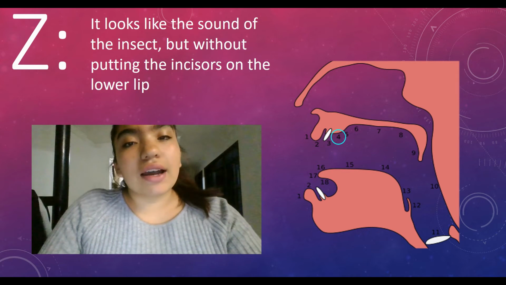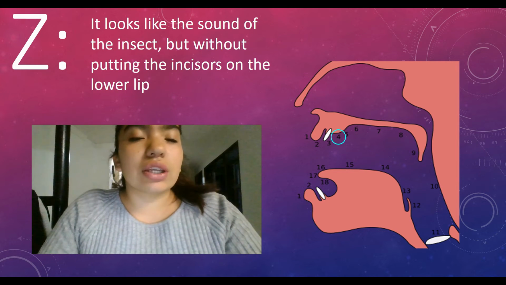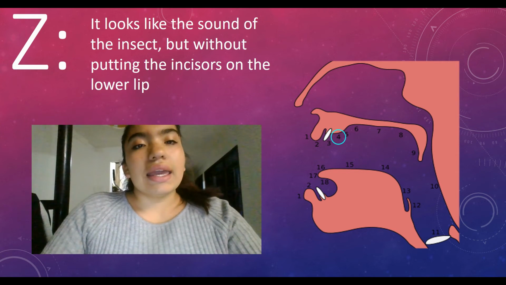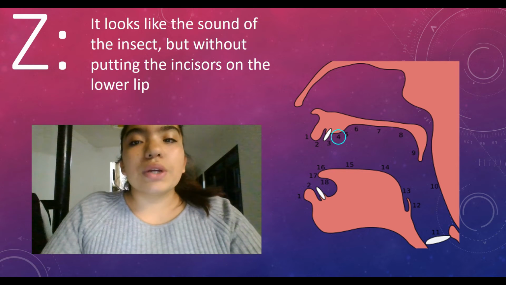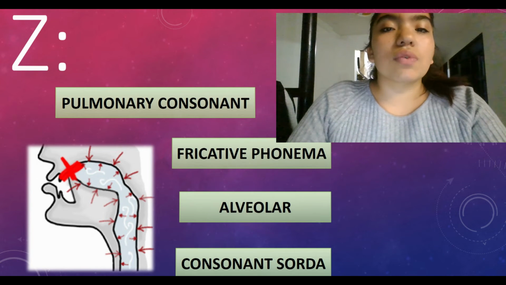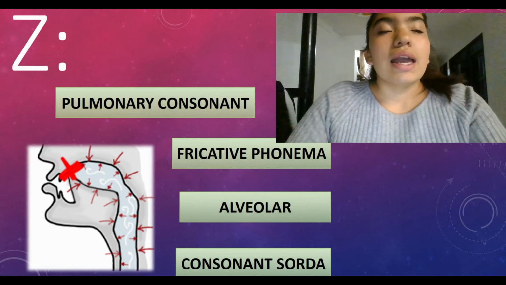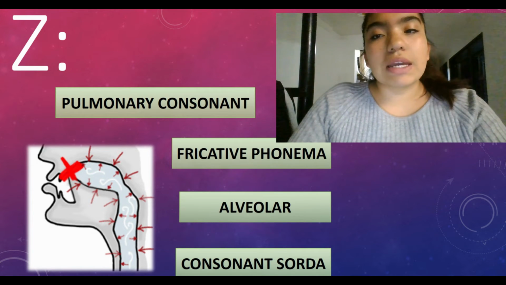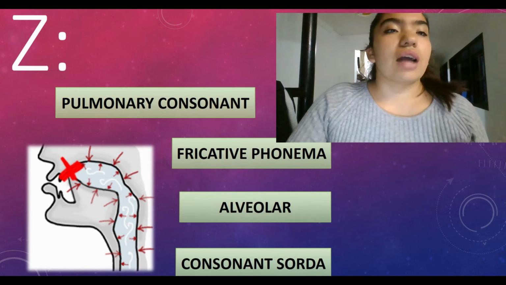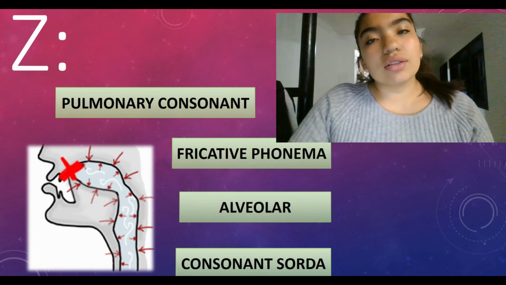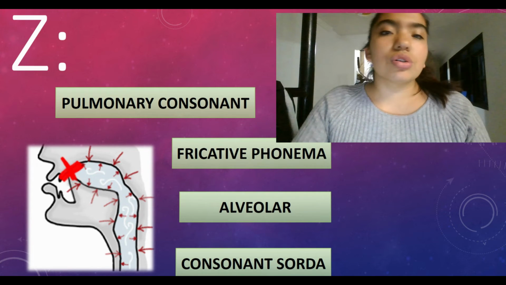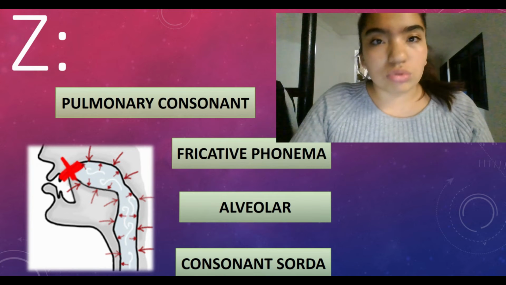It is an alveolar consonant, so its articulation involves the roof of the mouth and the tongue. It is a fricative phoneme, which means that its sound is produced in the mouth by a turbulence of the expelled air. It is a voiceless consonant, which means that the vocal cords do not vibrate during its articulation. It is an oral consonant, which means that the air comes out through the mouth, not through the nose.